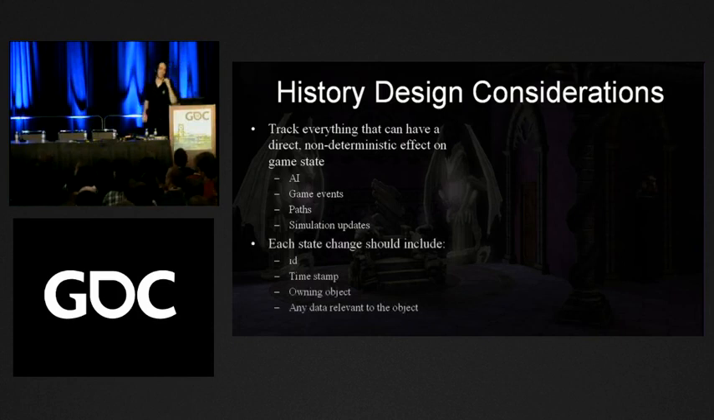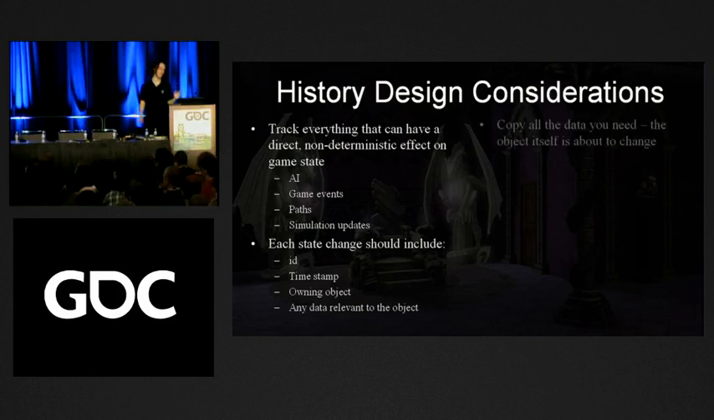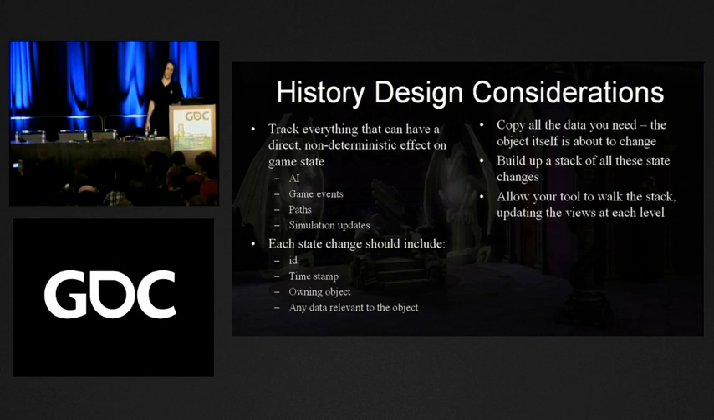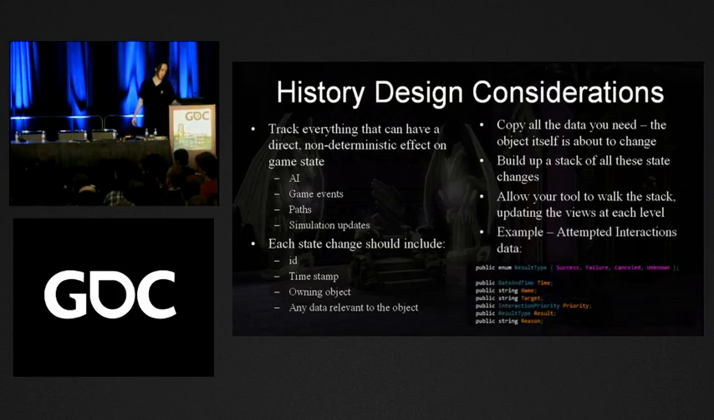So every state has some kind of ID, timestamp, the owning object maybe, all sorts of different things. I'll actually show you what we tracked in a moment here. So you want to copy everything, right? You don't want to just have the object itself. Really, what we mostly did is we copied strings. We're only displaying the data. We don't need to copy the actual data itself. We don't need the actual object. Then we built up a stack of these things. Allow your tool to walk the stack, just like Visual Studio. I mean, this is all fairly simple stuff.